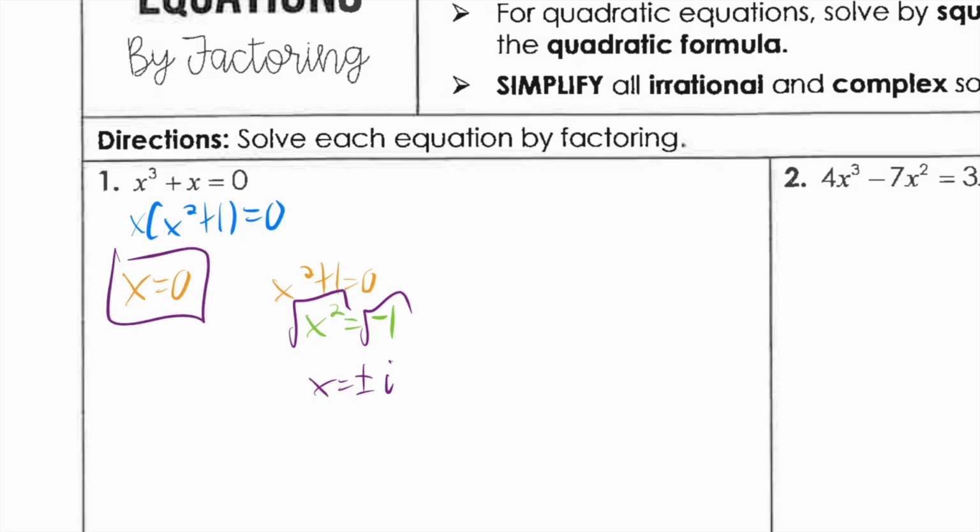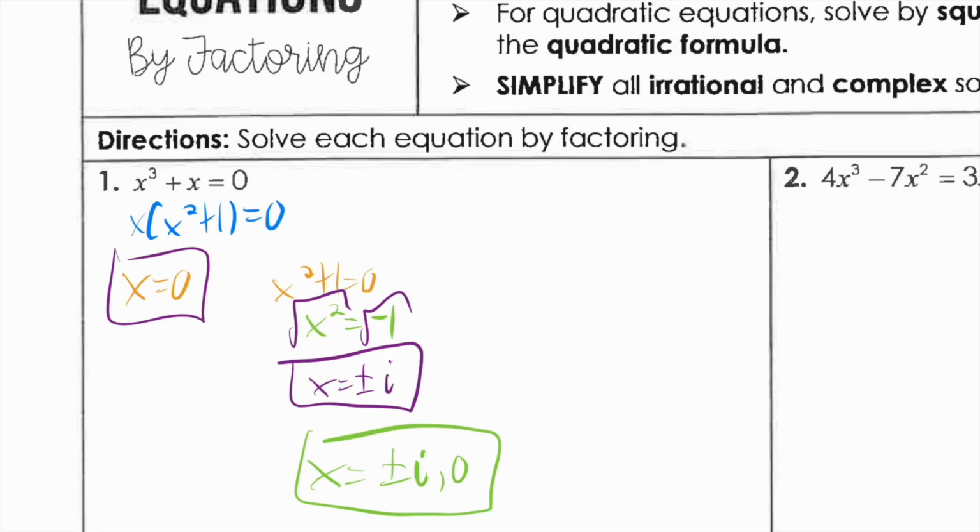So our three answers are 0, positive i, and negative i, which you could write like this, or you could choose to write as positive negative i, comma 0, or 0, comma positive negative i. Either one is perfectly fine.